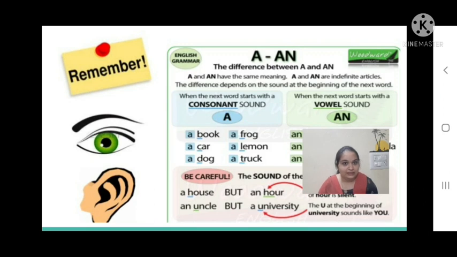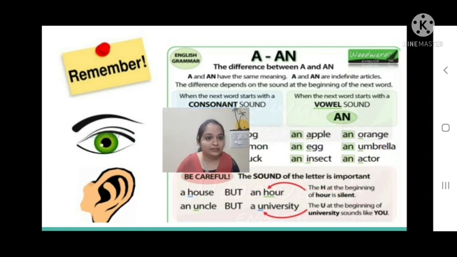For example: a book, a car, a dog, a frog, a lemon, a truck. In all these examples, the words start with a consonant sound letter. Now the examples for vowel sound letters: an apple, an egg, an insect, an orange, an umbrella, an actor. In all these words, we notice there is a vowel sound letter at the beginning of the word.